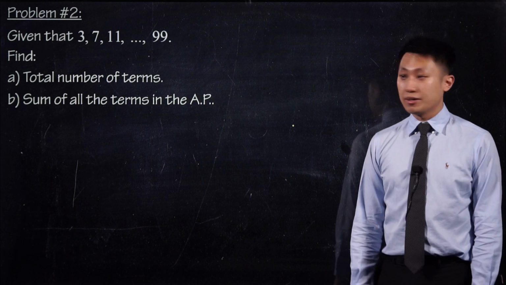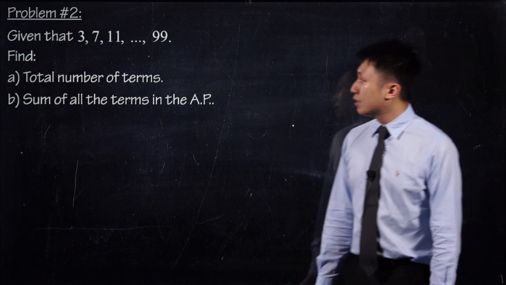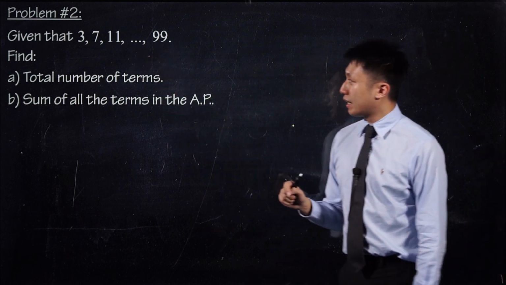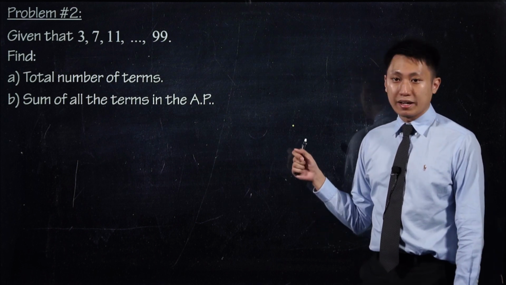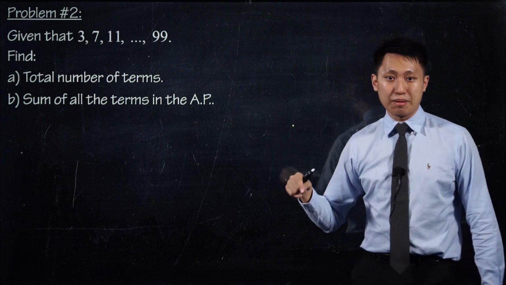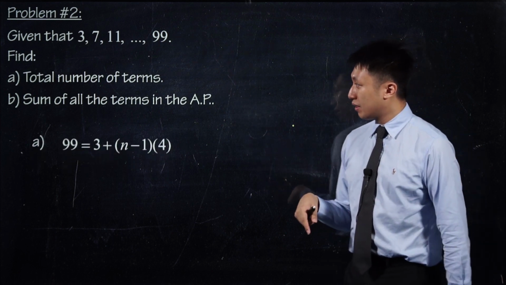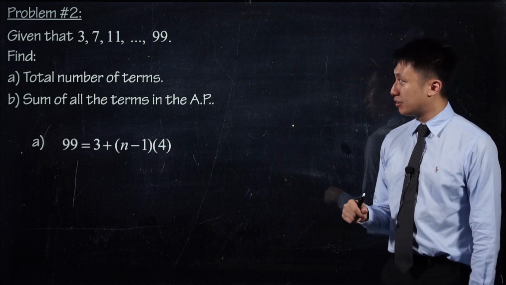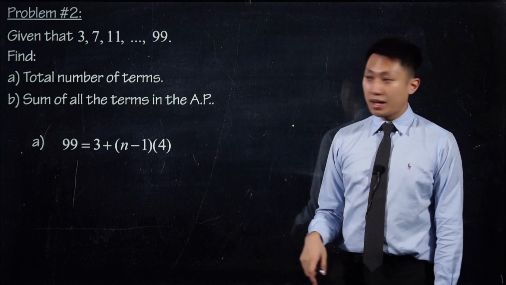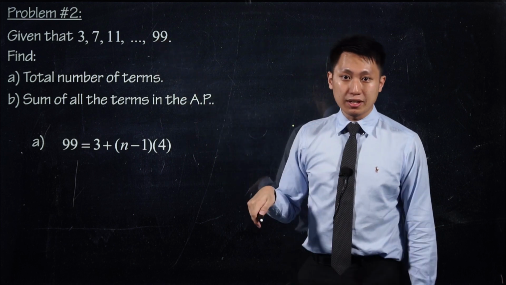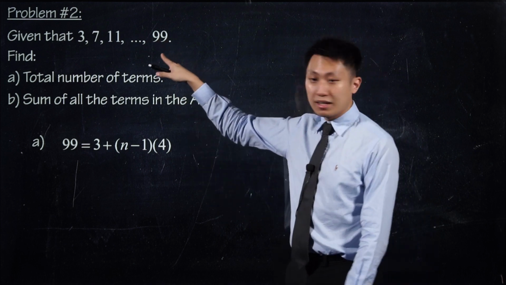Now we have a new problem here: 3, 7, 11, ..., 99. Find the total number of terms and the sum of all the terms in the AP. Now you know this is an AP already. First of all, part A: you want the total number of terms. There's a hidden piece of information here. You want to try to find the last term, right?